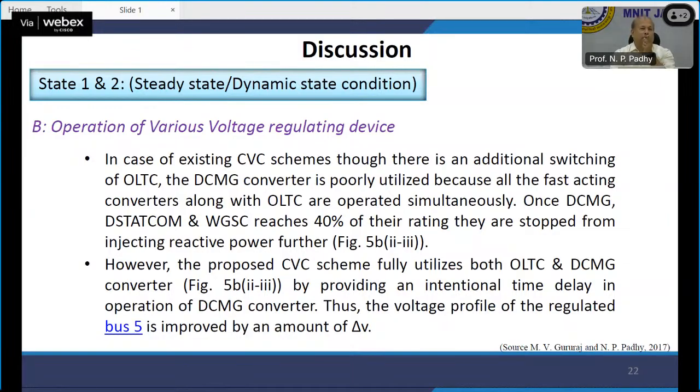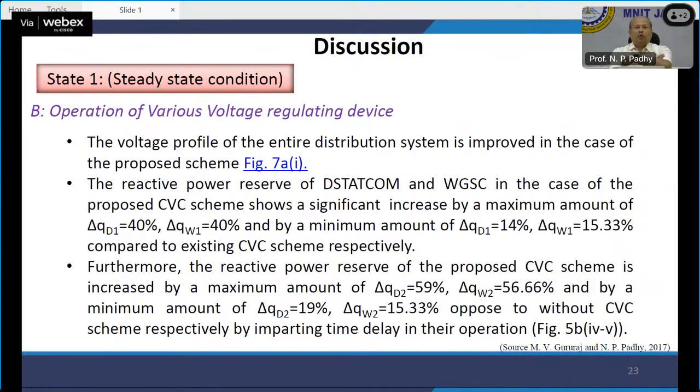However, the proposed CBC scheme fully utilizes the OLTC and DC microgrid converter by providing an intentional time delay in operating the DC microgrid converter. Thus, the voltage profile of the regulated bus 5 is improved by an amount delta V. The voltage profile of the entire distribution system is improved in the case of the proposed scheme, that you have seen already.